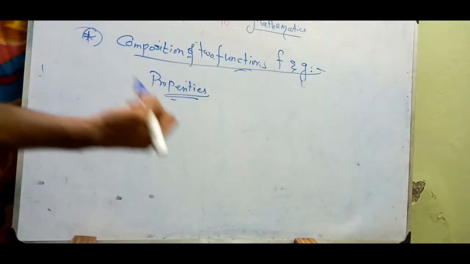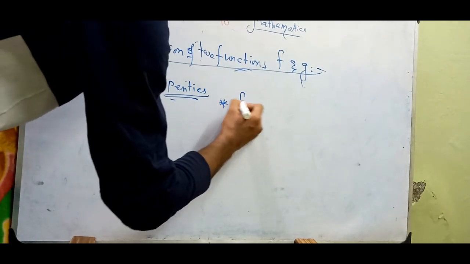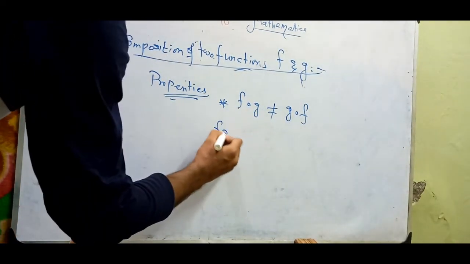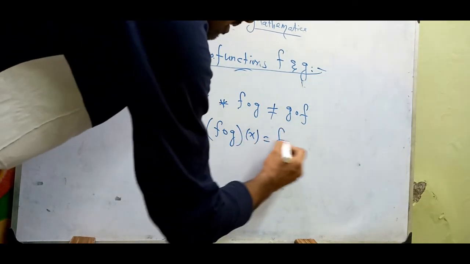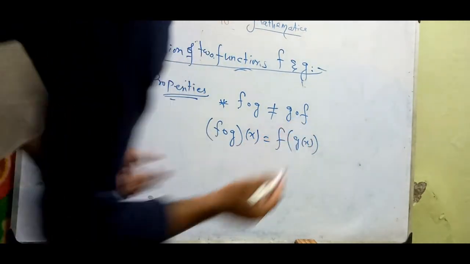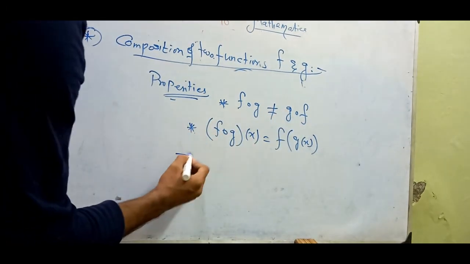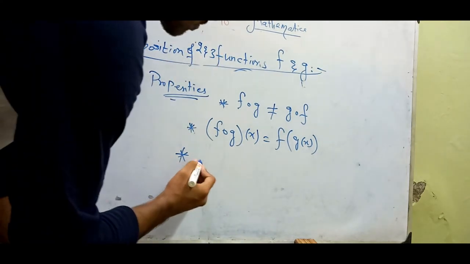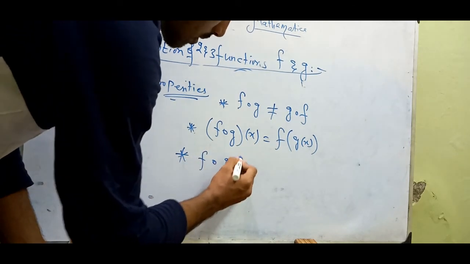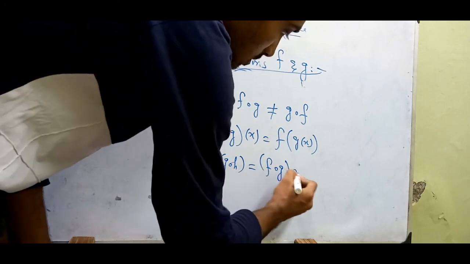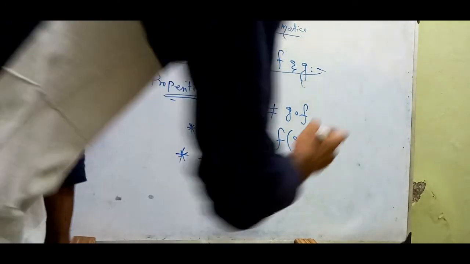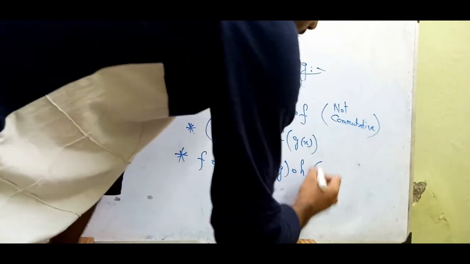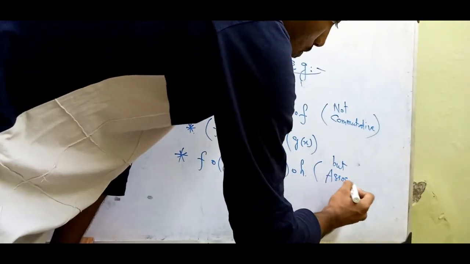Composition of 2 functions is not always commutative, in the sense that F compose G is not equal to G compose F. Okay, so F compose G of X can be written as F of G of X, and in the same manner for G compose F. And for the composition of 3 functions, F compose G compose H is F compose G compose H. So this is called an associative property: not commutative, but associative.